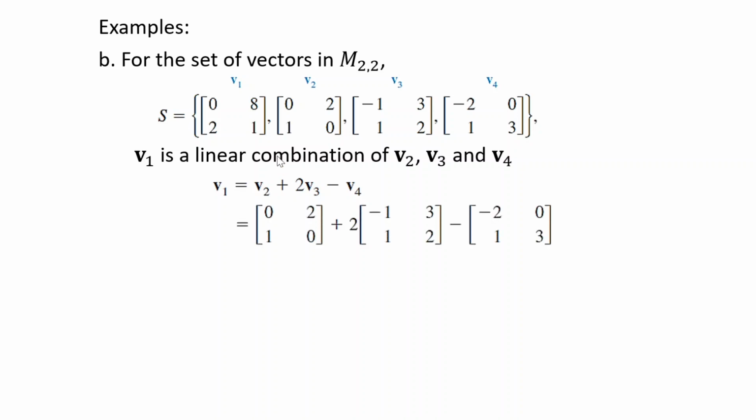So we substitute these vectors here. So we have v sub 2 and then plus the scalar 2 times v sub 3 and then minus v sub 4. Now by computing this, we get (0, 8, 2, 1), which is our vector v1. So again, we see that v sub 1 is a linear combination of these vectors.